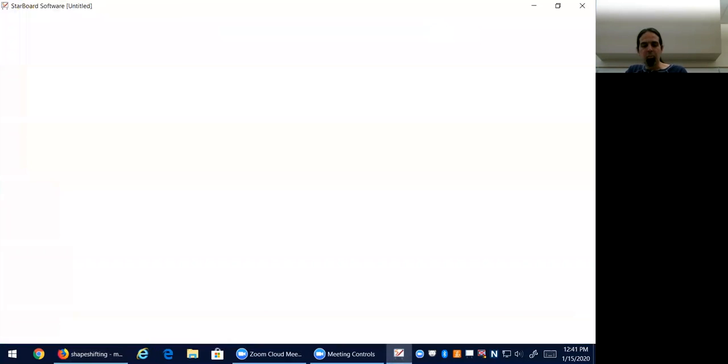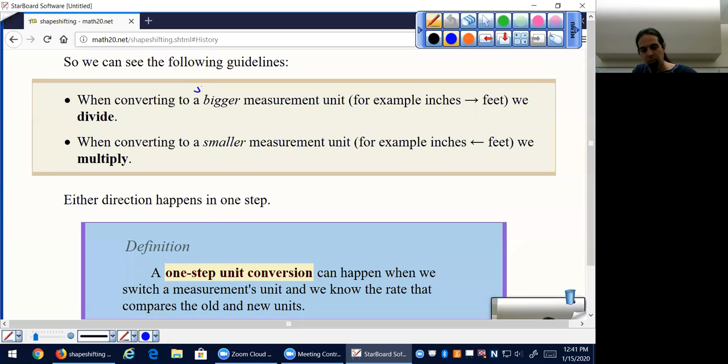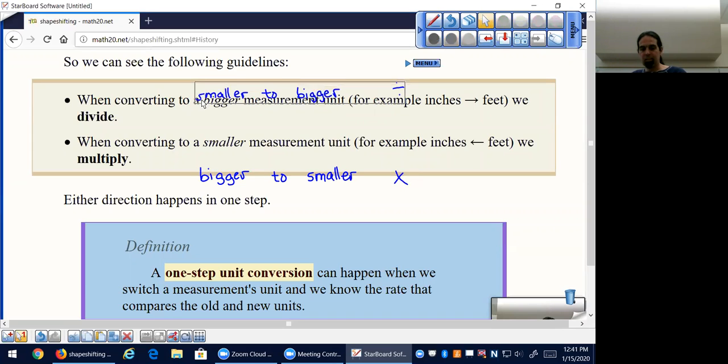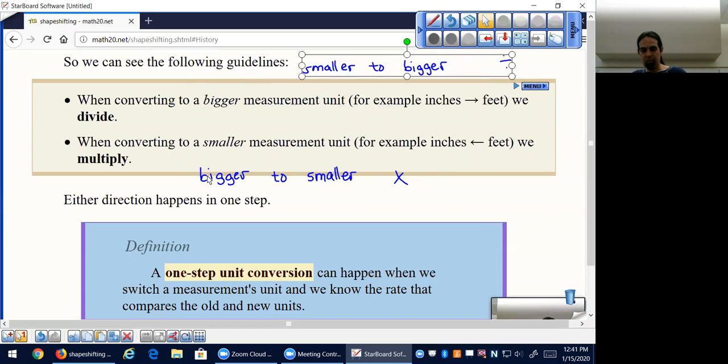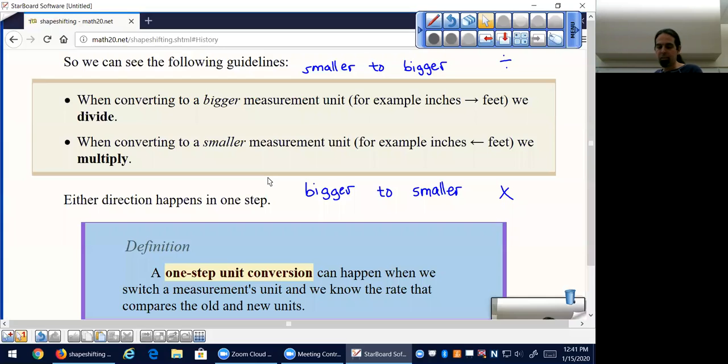I'm not quite sure I like how I typed this. Maybe we should say for here, smaller to bigger is divide, bigger to smaller, multiply. My phrasing was bad. Anyway. Okay, ready to try it a bunch?